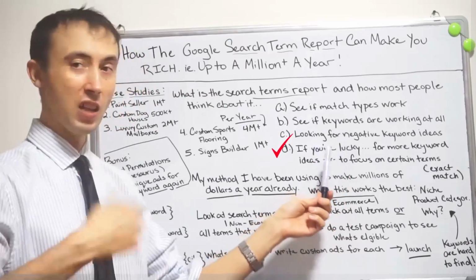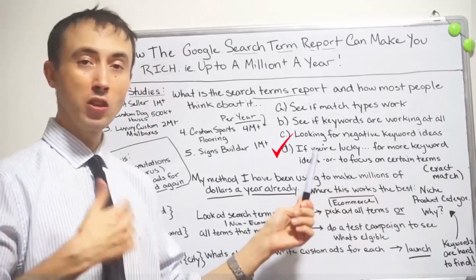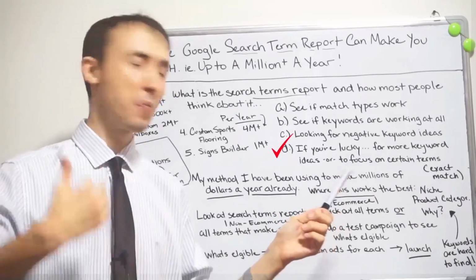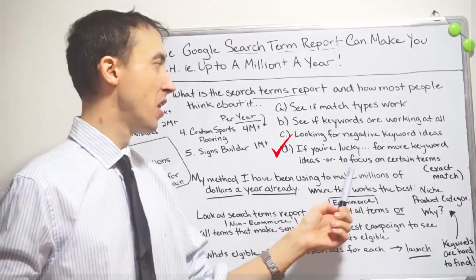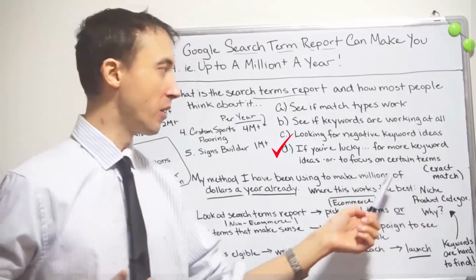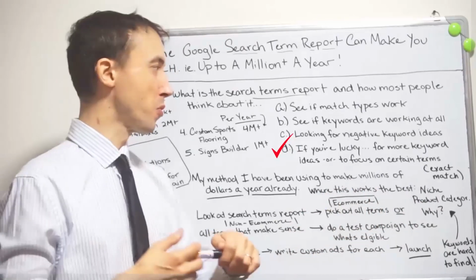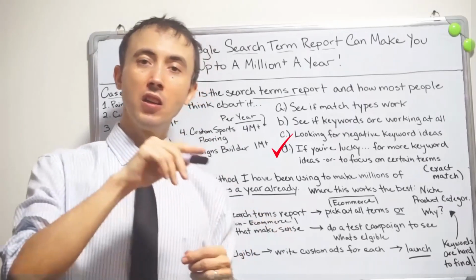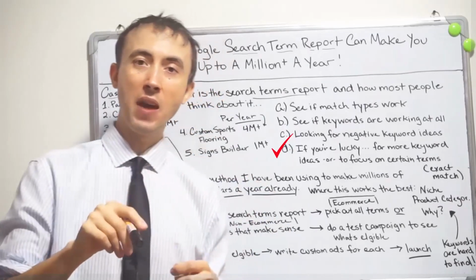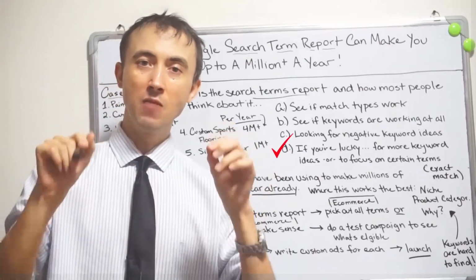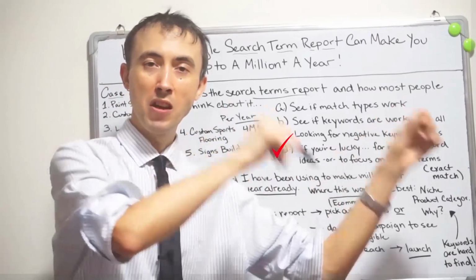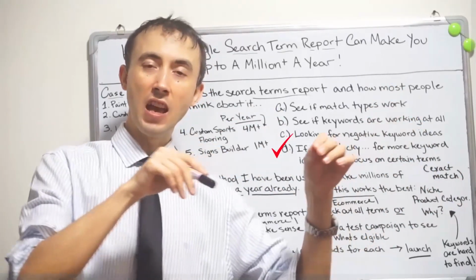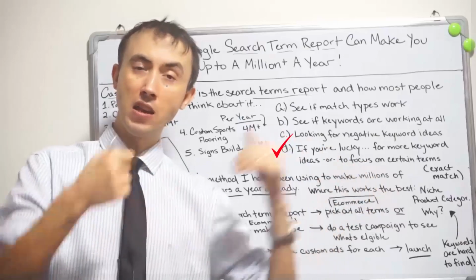And the last thing, if you're lucky, is using the search terms report for more keyword ideas, which is the big opportunity that people are missing and what I'm talking about in this video, and to focus on certain terms more specifically. Another thing you can do in the search terms report is add that search term itself as a keyword, and you can put that keyword in exact match so that you can see the performance of that individual search term that's being triggered by your original keyword, and then you can adjust your bid up or down based upon how that's doing. That's actually quite an effective strategy, and I use that one.